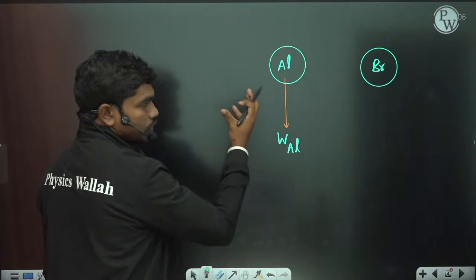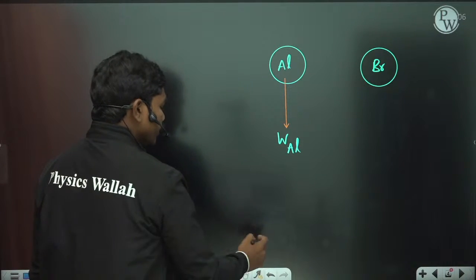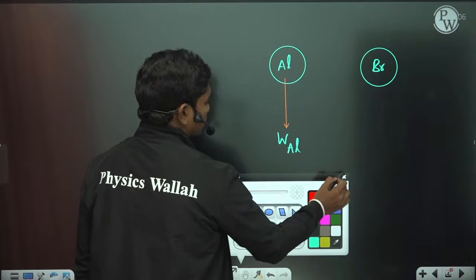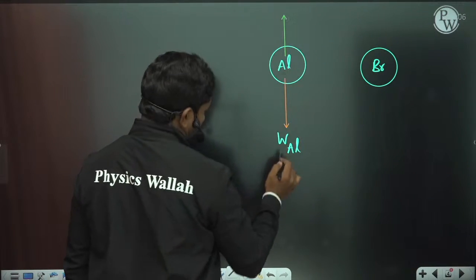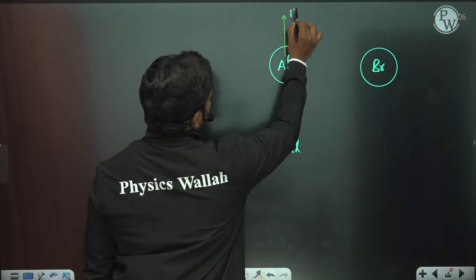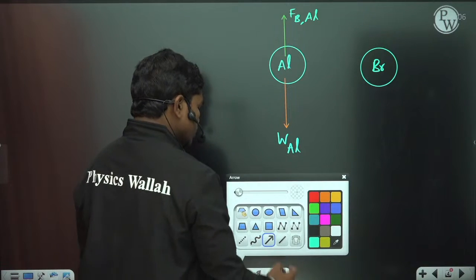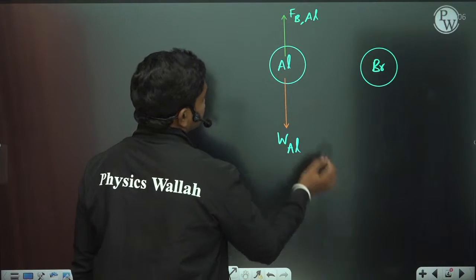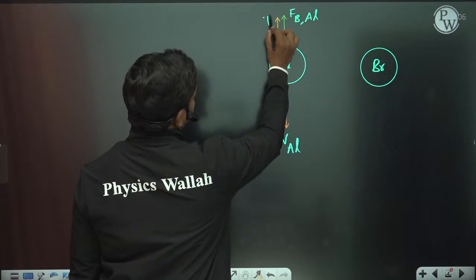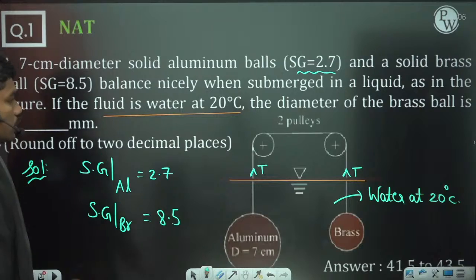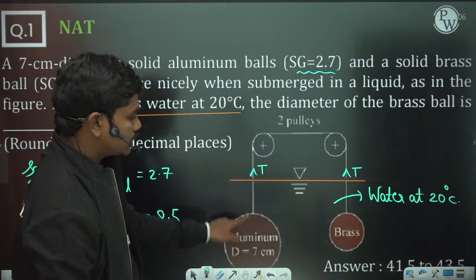Since this ball is completely submerged inside the fluid, we have a buoyancy force acting on it. So this is F buoyancy acting on the aluminum ball, the buoyancy force FB on aluminum. Also, there is a tension force by the string, so this is T. This ball has weight, of course buoyancy force, and the string has some tension.